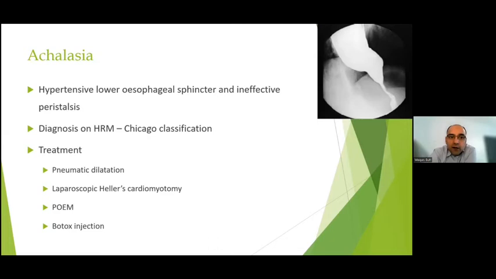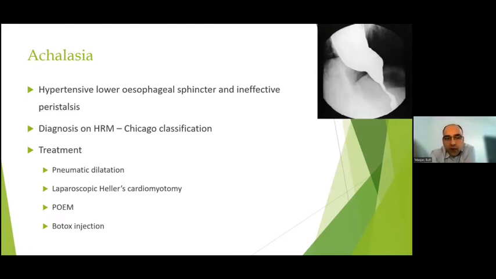Treatment of achalasia can involve pneumatic dilatation. So there is a special achalasia balloon that you can put at the level of the OG junction, insufflate, and that will cause disruption of the lower esophageal sphincter, right? Or you can perform laparoscopic Heller's cardiomyotomy. So you divide the muscle coat of the esophagus, and just the mucosa and submucosa will bulge out.